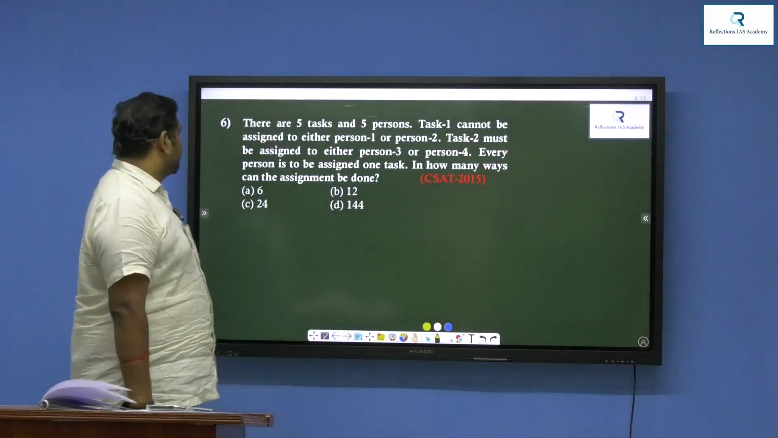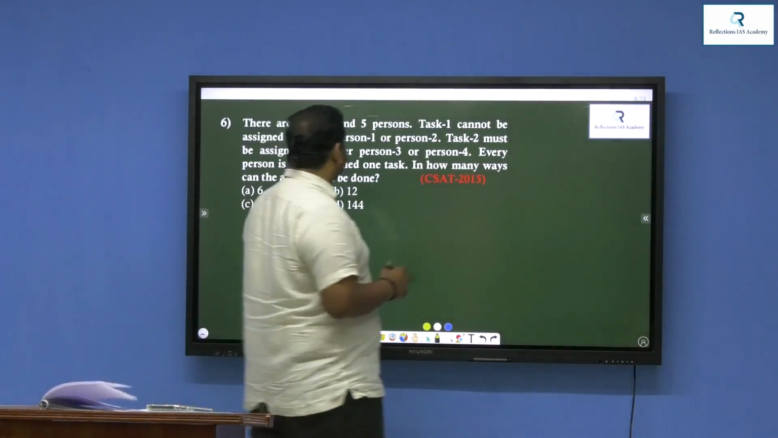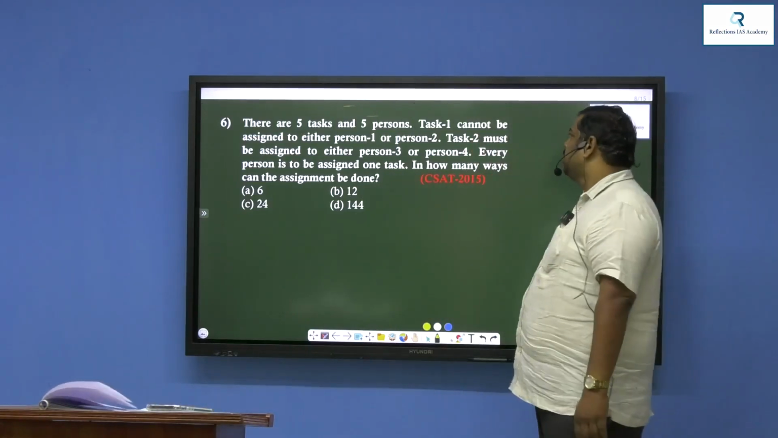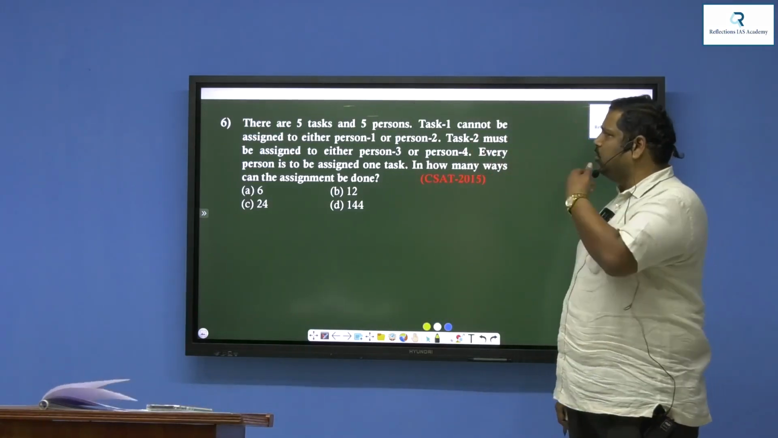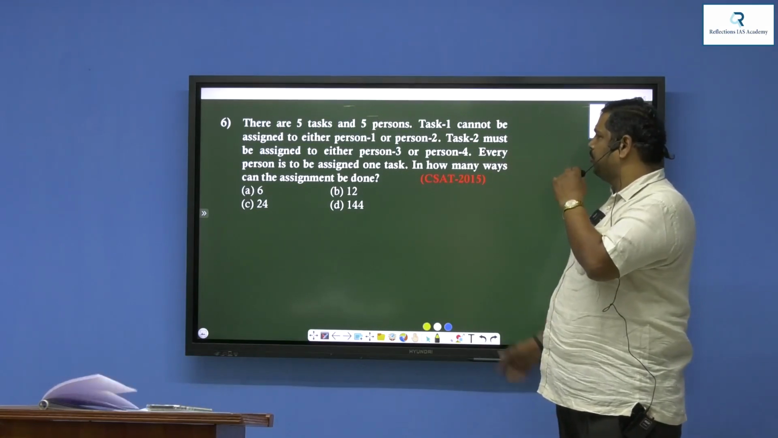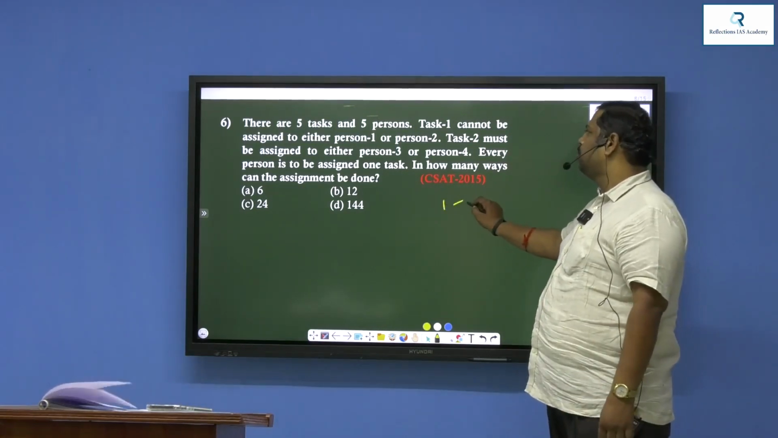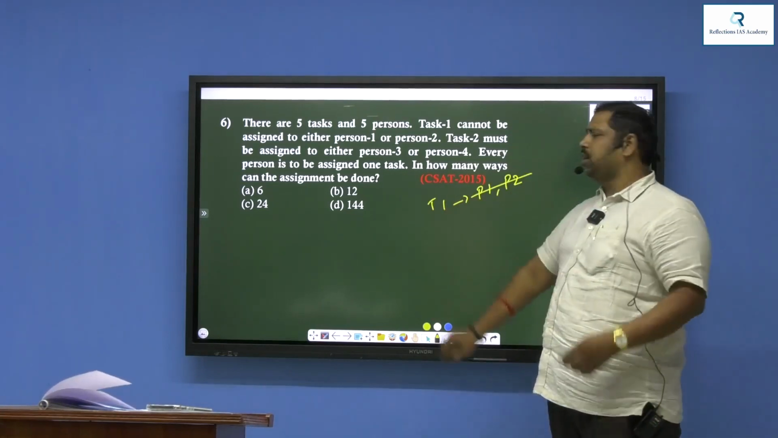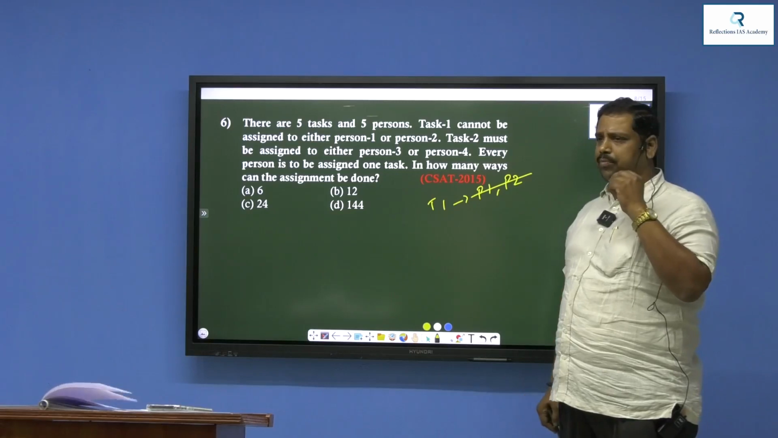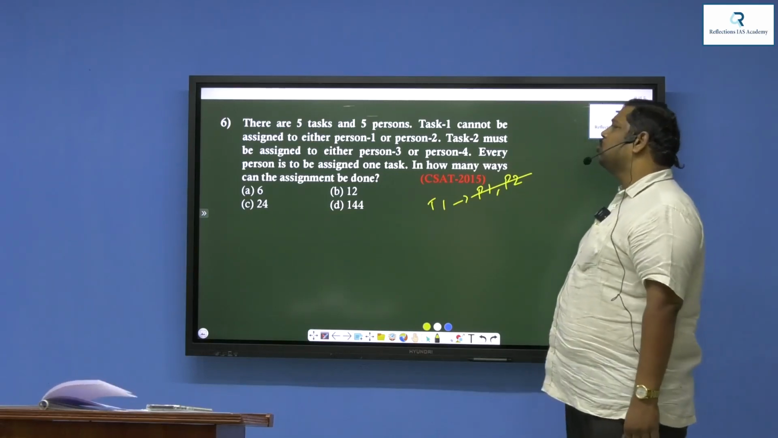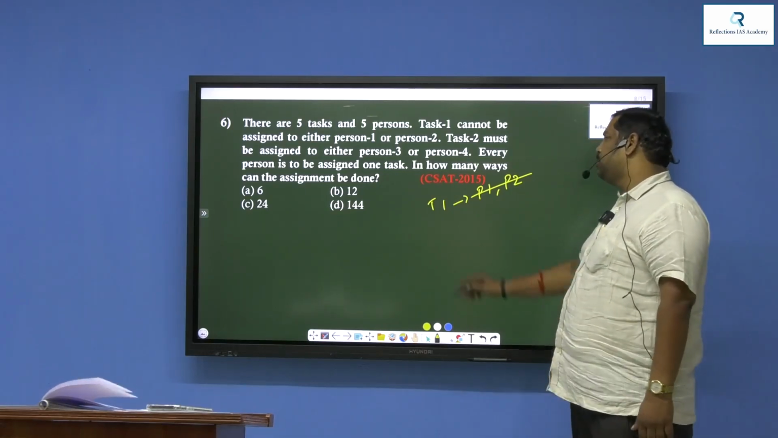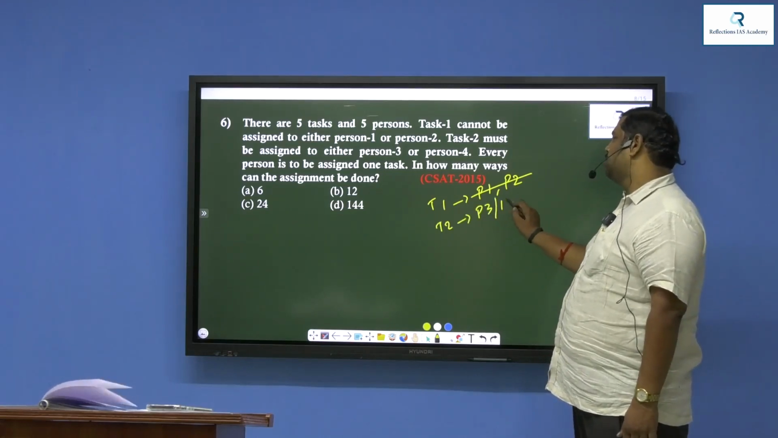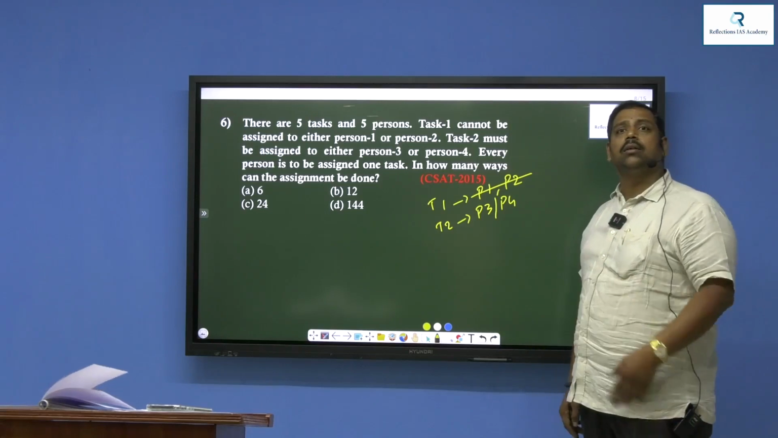Okay. See, there are 5 tasks and 5 persons. How many tasks? 5 tasks, 5 persons. Okay. Task 1 cannot be assigned to either person 1 or person 2. Task 1 should not be given to person 1 or person 2. That's why I am simply striking it out. Okay, next one. Task 2 must be assigned to either person 3 or person 4. Okay, task 2 either person 3 or person 4.